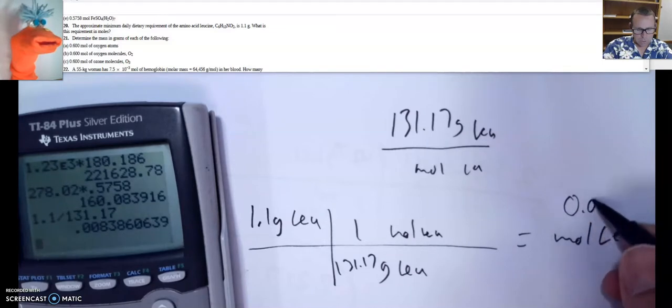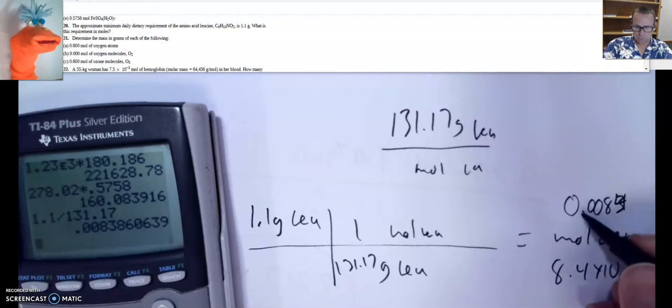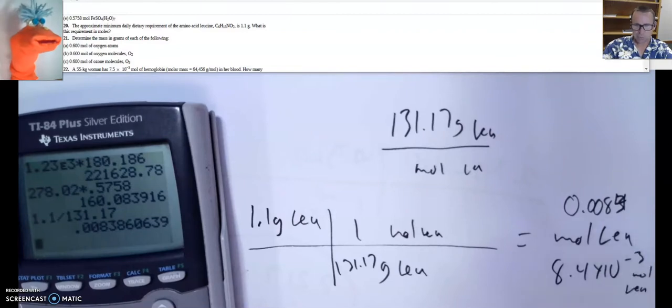So 0.0083, 84, because we have only two significant figures, so 8.4 times 10 to the minus 3, and that's moles of leucine, or leucine, depending on how you pronounce it.